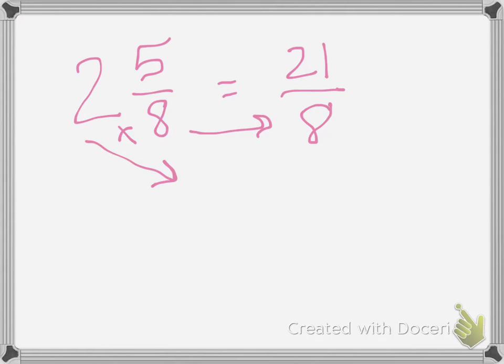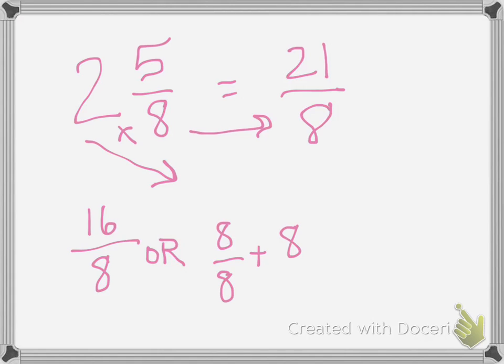Now you might be wondering, okay, how did you get that? Well, I know 2 whole is the same thing as 16/8 or 8/8 plus 8/8. Then I have the original 5/8 that I still have to be added in to find my mixed number. So when I take 8 plus 8 plus 5, I get 16 plus 5, 17, 18, 19, 20, 21, all over that denominator, which is common, of 8.